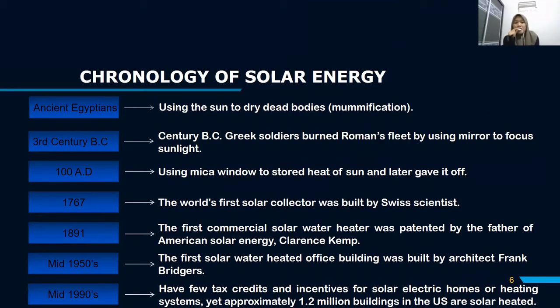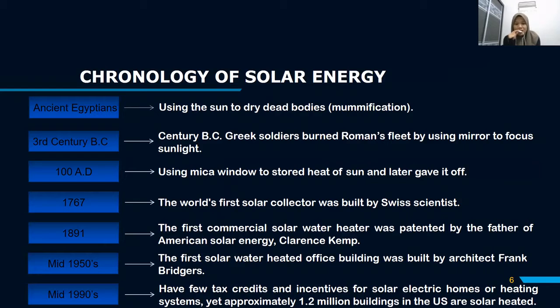This is a chronology of solar energy. It started from ancient Egypt, using the sun to dry dead bodies, which is mummification. Following up to the 3rd century BC, Greek soldiers burned the Roman fleet by using mirrors to focus sunlight. At 100 AD, a mica window was used to store the heat of the sun and later give it off.